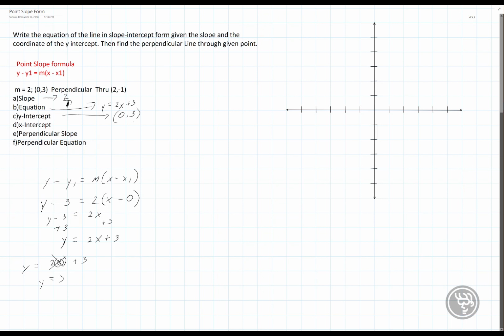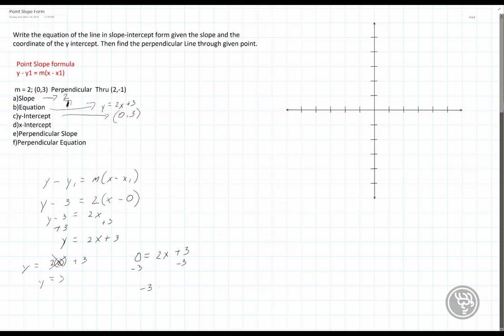Now our x-intercept, that's one that we haven't really done in any of the examples before. So we're going to do it here for the first time, but it's kind of similar to doing the y-intercept. We're going to set y to 0 and solve for x. So now this equation is 0 = 2x + 3. We need to put x by itself, so we're going to do minus 3, minus 3.